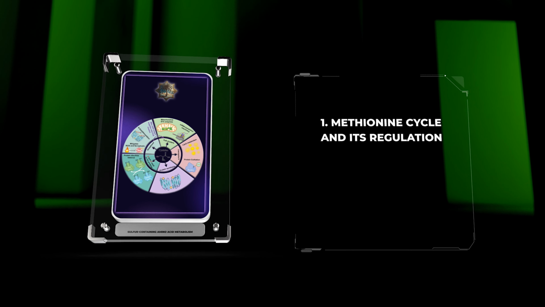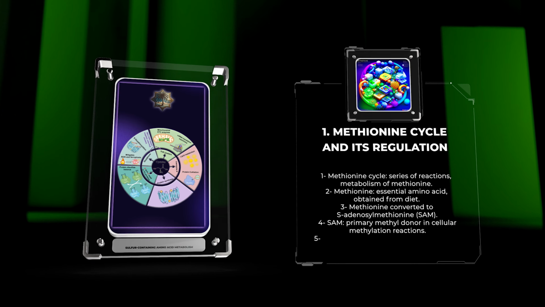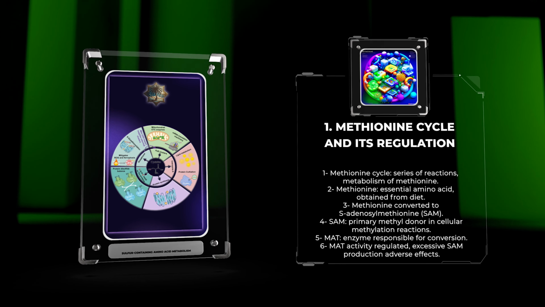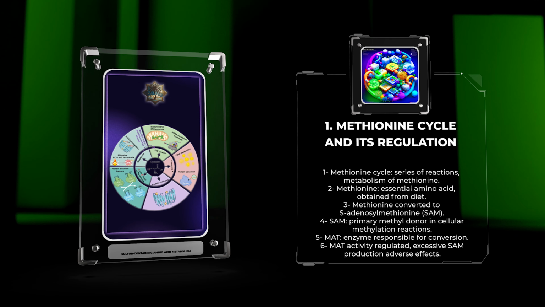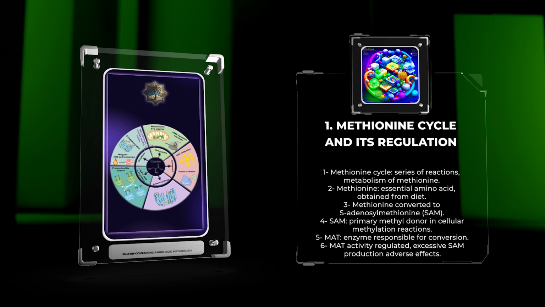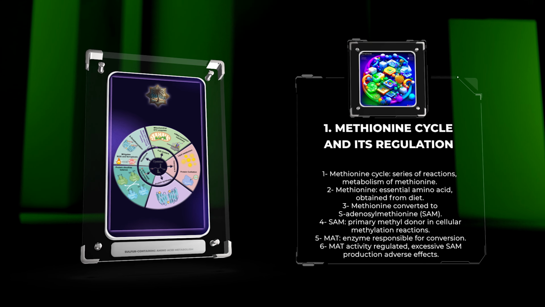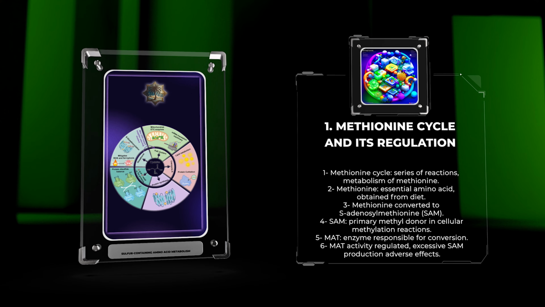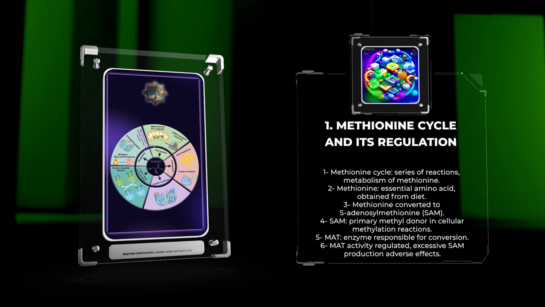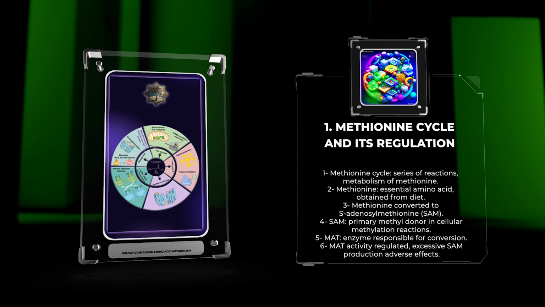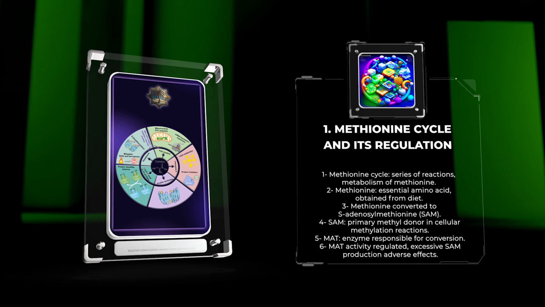The methionine cycle is a series of interconnected reactions involved in the metabolism of the amino acid methionine. Methionine is an essential amino acid, meaning that it cannot be synthesized within the human body and must be obtained from dietary sources. Once ingested, methionine is converted to S-adenosylmethionine, SAM, which serves as the primary methyl donor in cellular methylation reactions. Methionine adenosyltransferase, MAT, is the enzyme responsible for the conversion of methionine to SAM.